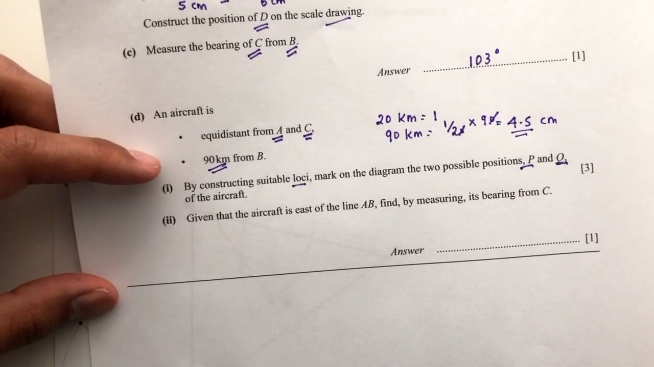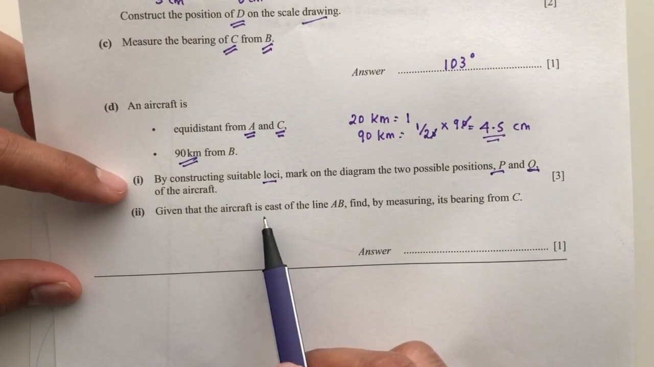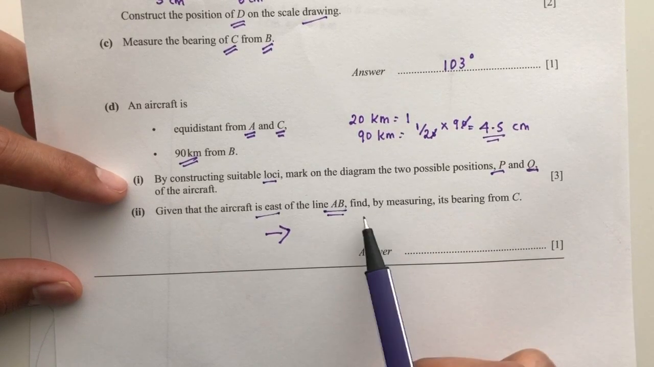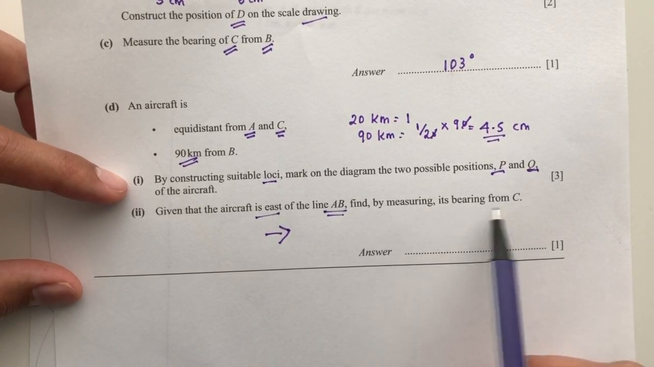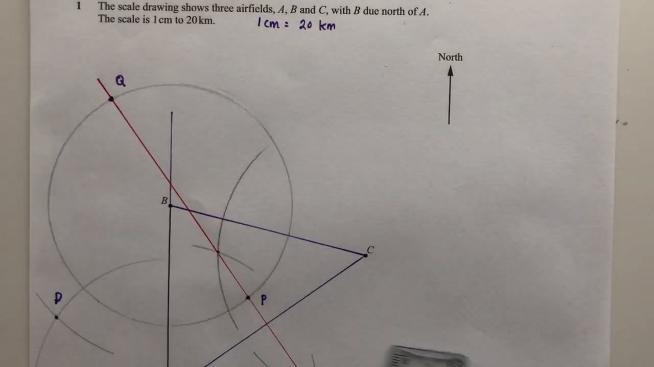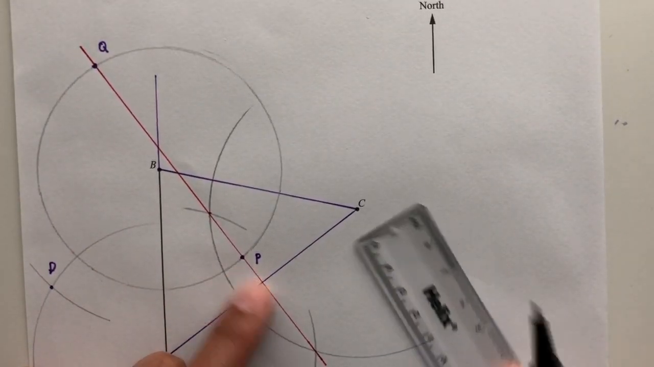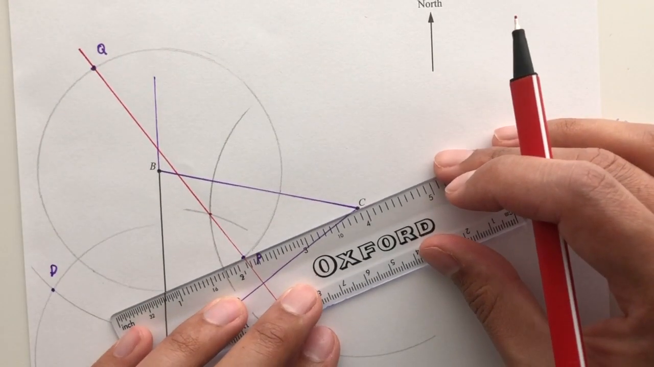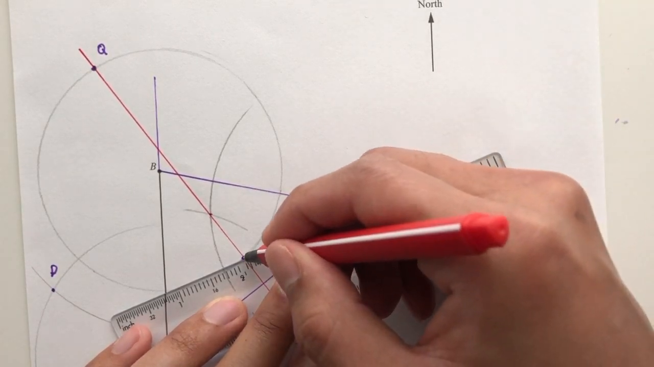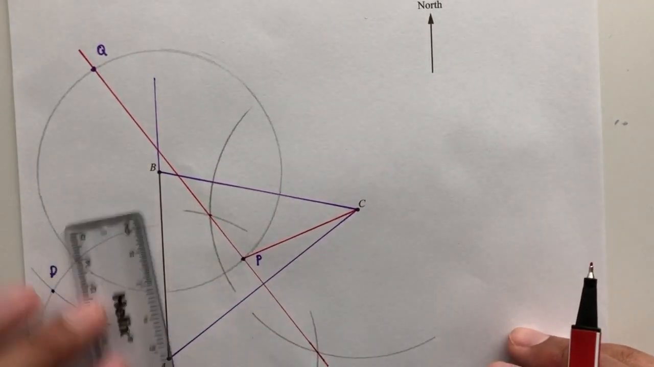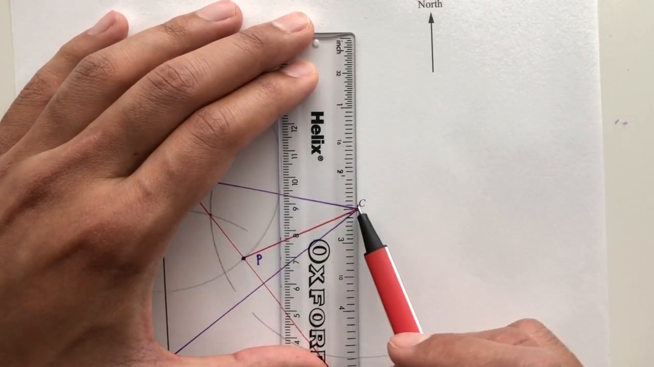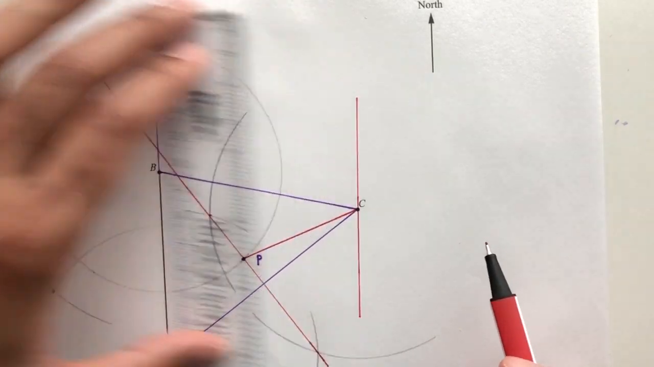Now question part 2 says, given that the aircraft is east, on this side, east of the line AB, find by measuring the bearing from C. So find its bearing from C. So east will be this one. So we have to first join these two, P to C. And then we have to draw our north line. So make sure it's straight up. So that's the north line, and we have to measure this.